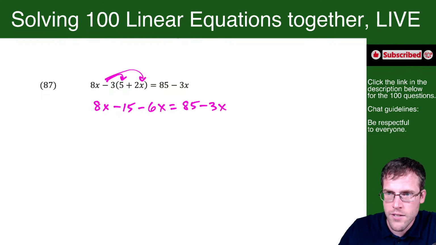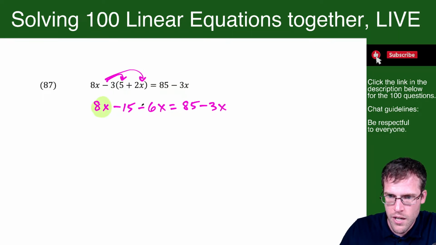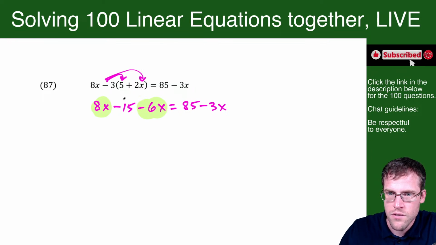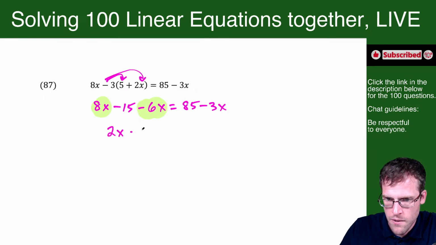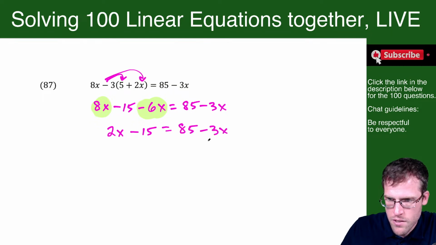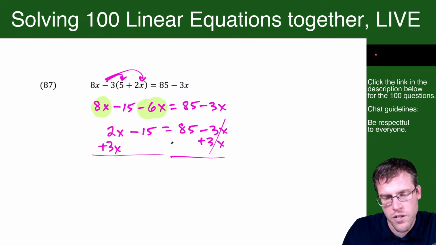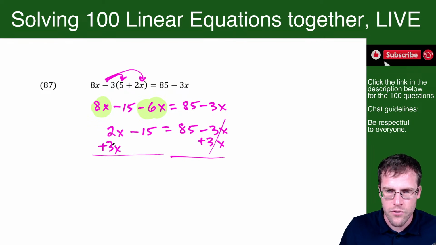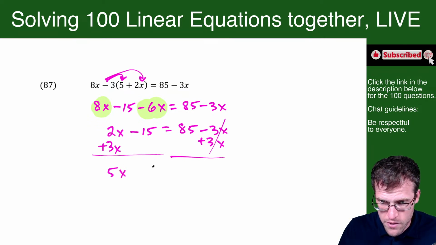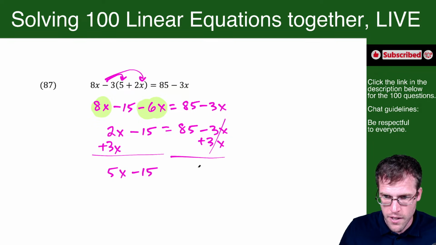Okay, so combine like terms is where my head goes next. I have an 8x and a minus 6x, so those together make 2x. Now we have minus 15 equals 85 minus 3x. Now I would move this minus 3x to the left, because remember the theme earlier, get the x's on one side. So 2x plus 3x is now 5x. The minus 15 just carries down, and this is equal to 85.